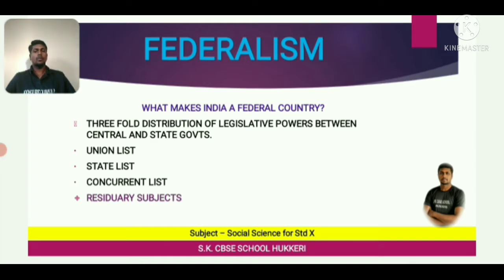The constitution originally provided for 2 tiers of government. As I told you, the constitution provided us 2 levels or 2 tiers of government, but at present we have 3 levels of government. Which are those 3 levels? Central government, state government and local self government, I mean the panchayats and the municipalities.